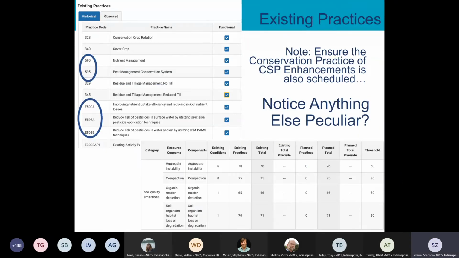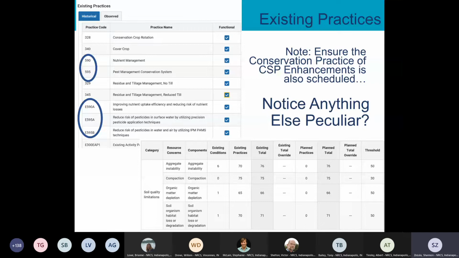So let's get into the next phase of CART. We've done our resource inventory, and hopefully, as you spend more time in CART this year, we have more time to learn it. As you complete a resource inventory, before you start adding practices and planning practices, take a look at that results report and get a feel for how different a farm can be.